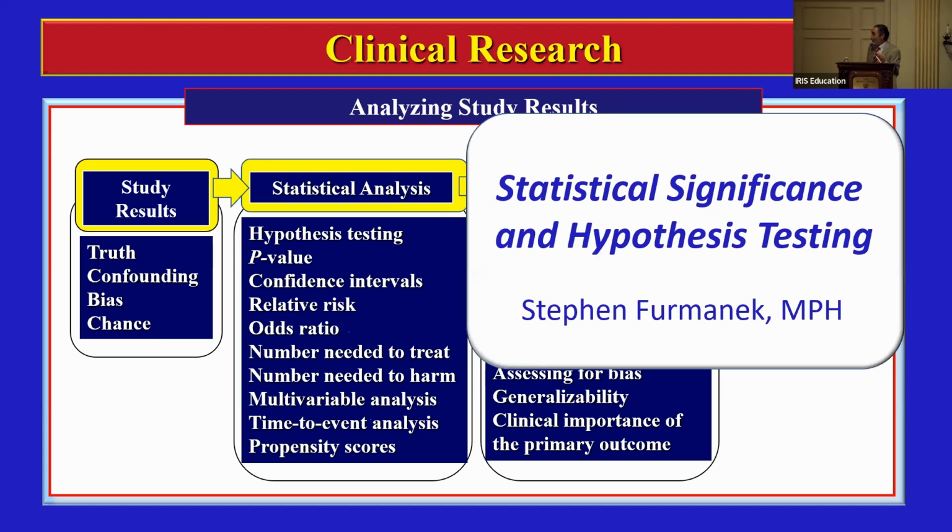Then Stephen is going to try to convince us that statistical significance and hypothesis testing at these 5%, these 80%, these magic numbers, are the things that we are supposed to use in clinical research. Then Stephen is going to give us a presentation on statistical significance and hypothesis testing.